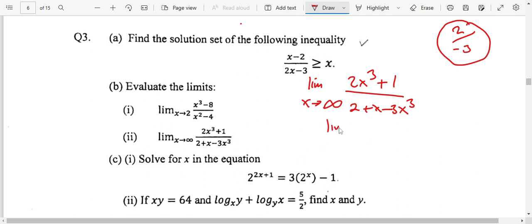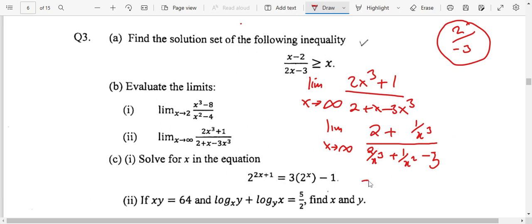But just to show that, limit as x approaches infinity, the highest power is 3, so divide everything by x to the power 3. So 2x to the power 3 divided by x to the power 3 will just be 2. And then 1 divided by x to the power 3. In the denominator also divide by x to the power 3, that will be 2 over x to the power 3 plus x divided by x to the power 3, that will be 1 over x to the power 2, minus 3x to the power 3 over x to the power 3, that will just be 3.